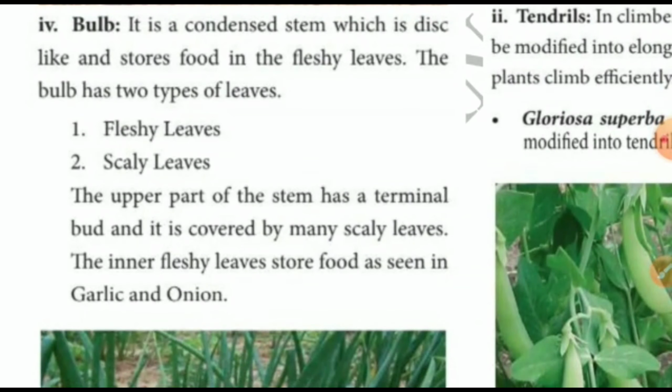Next, bulb. How many types of leaves are present in a bulb? Two types of leaves. What are they? Fleshy leaves and then scaly leaves. In onion and garlic, which type of leaves is present? Fleshy leaves are present.